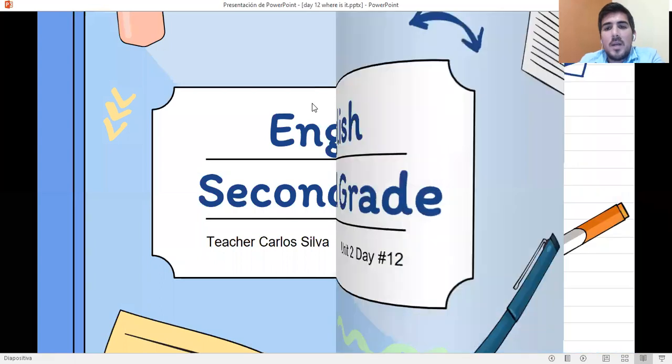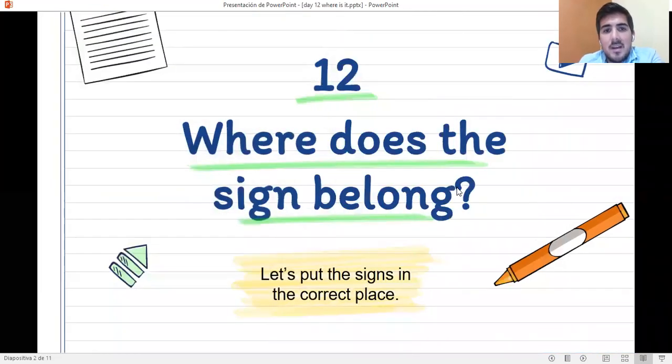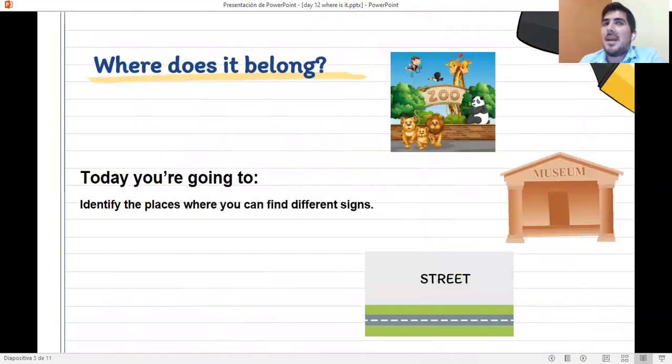Let's begin. What do we have for today's class? Day number 12. Where does the sign belong? Let's put the sign in the correct place. So today's activity is interesting. It's very interesting because we are going to work with all the signs we have learned so far.